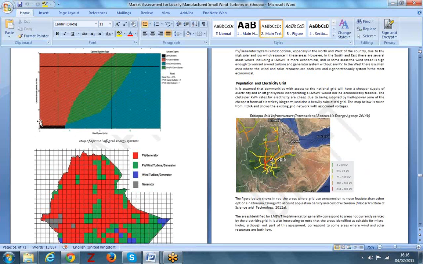But the main thing is getting this graph for optimal systems from Homer, and Homer's quite a powerful tool, and it's very simple to use. So and it's free to download. So it might be worth.